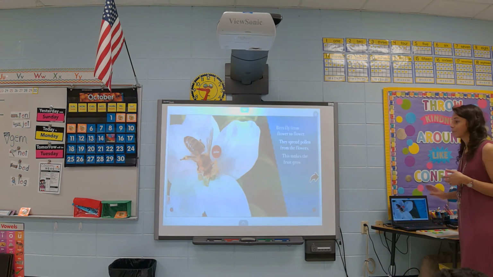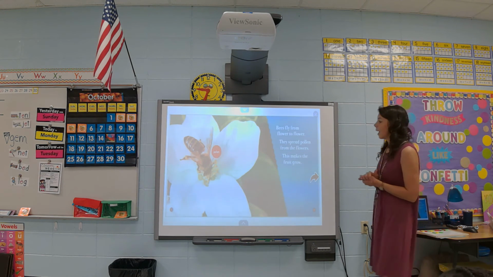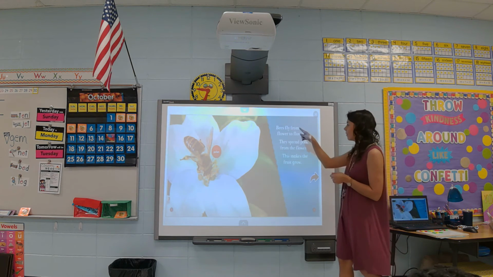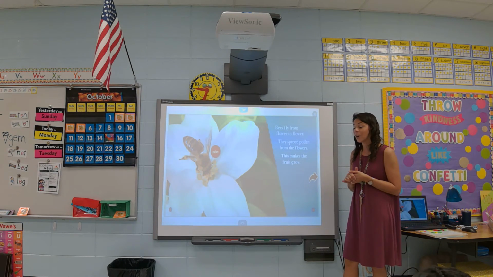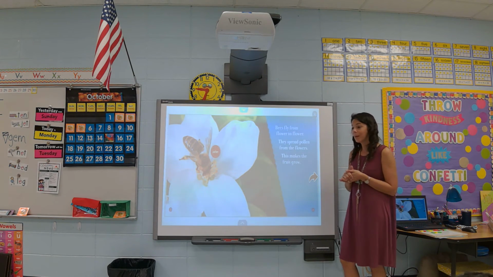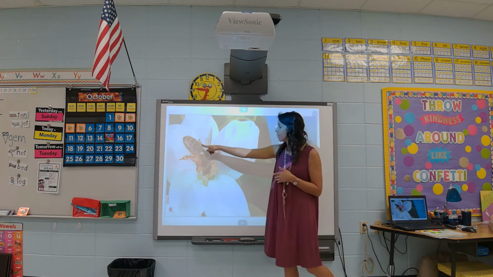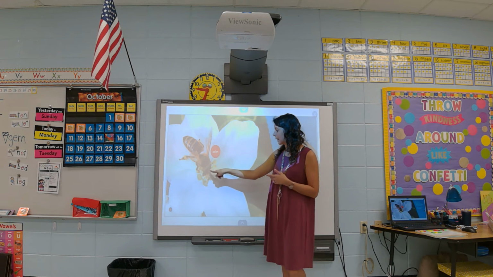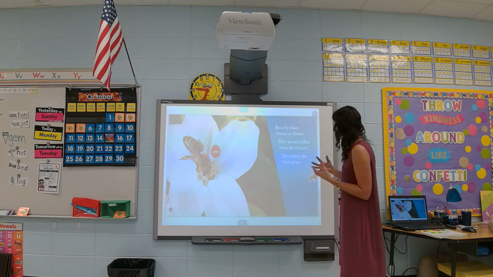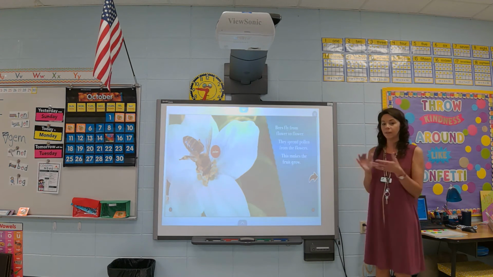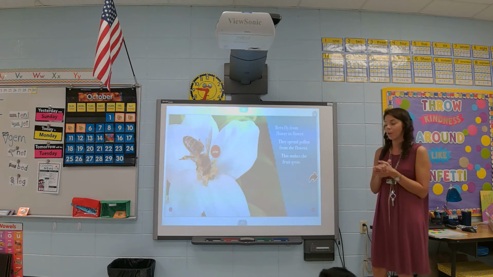Apples. Let's see. Oh, bees. Bees fly from flower to flower. So they are spreading. Isaiah, do you know what they're spreading? Pollen. Good. So we have our bumblebee right here. It's telling us that it's getting the pollen from the flower, and then it goes and spreads it around. A lot of you probably have seen that bee movie, and it tells us all about that.